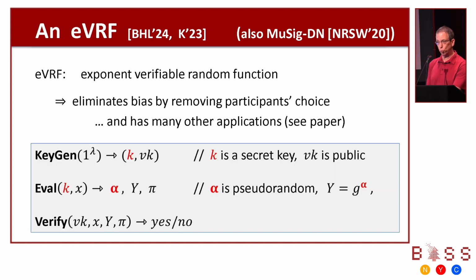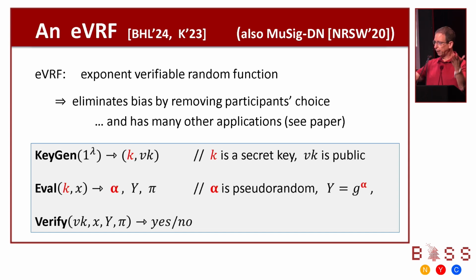Let me explain what an eVRF is. It's actually a very simple mechanism. It has a key generation phase where the parties generate a secret key for themselves and a verification key that's going to become public. Each one of the n parties will run this key generation procedure. It also has an evaluation algorithm. The evaluation algorithm takes the secret key and an input x, and outputs a pseudo-random value alpha, along with the exponentiation of alpha, y equals g to the alpha, and some proof pi.